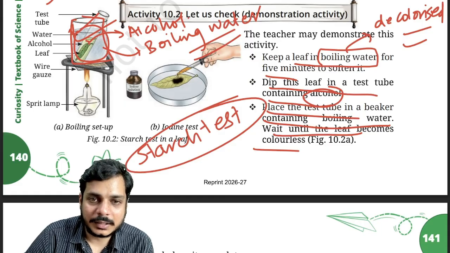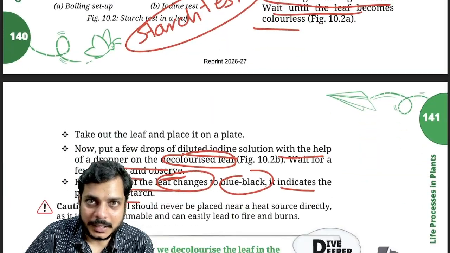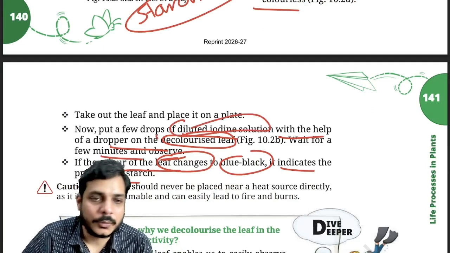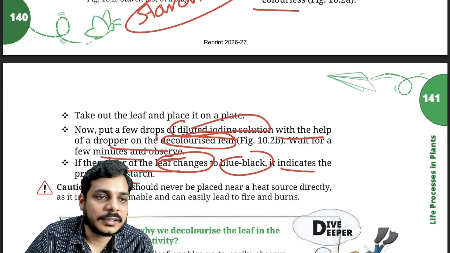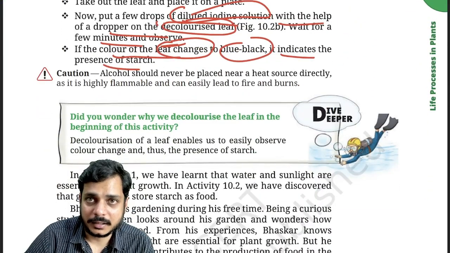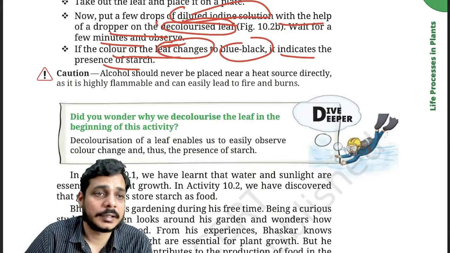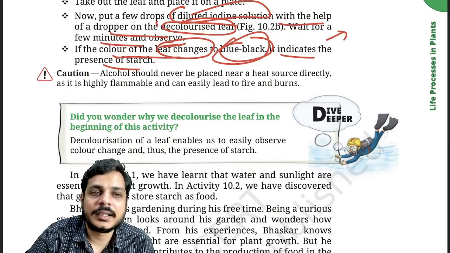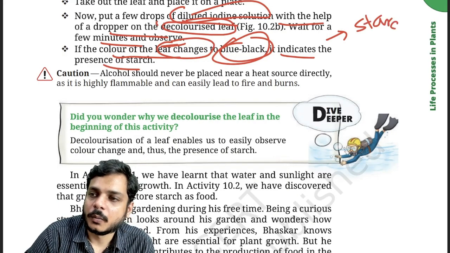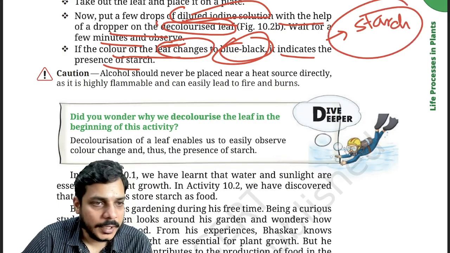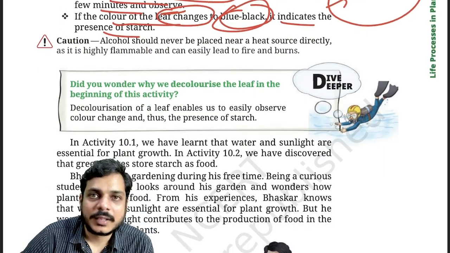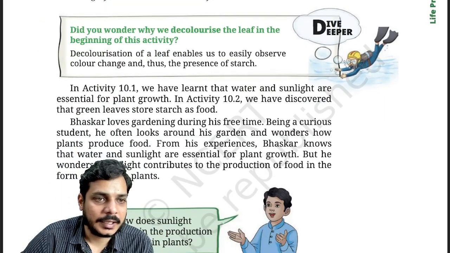Okay. When it becomes colorless, you will take it out on a plate and then you will add a few drops of iodine solution. When you do this, you will find that the leaf changes color. That was a decolorized leaf, that was colorless. It changes into blue black. When it changes into blue black, it is a clear indication that starch was present. All right. So decolorization was involved because we have to observe the color change. That is the presence of starch, right?